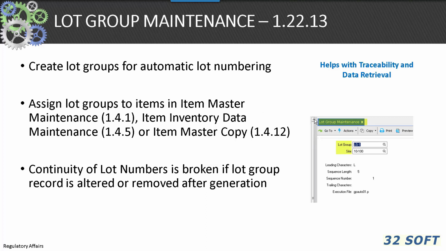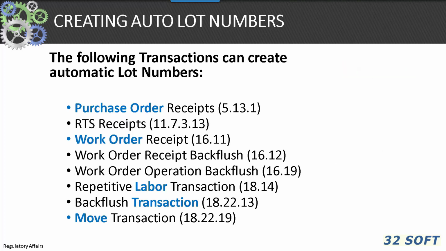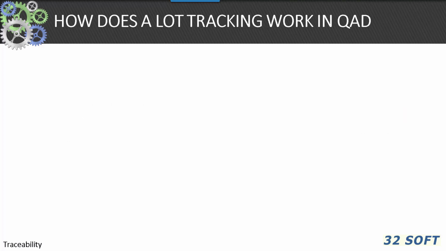1.22.13 lot group maintenance lets you create lot groups of automatic lot numbering. And 5.13.1 work order backflush, move transactions, these can have automatic lot numbers assigned. This is especially good for excellent control.